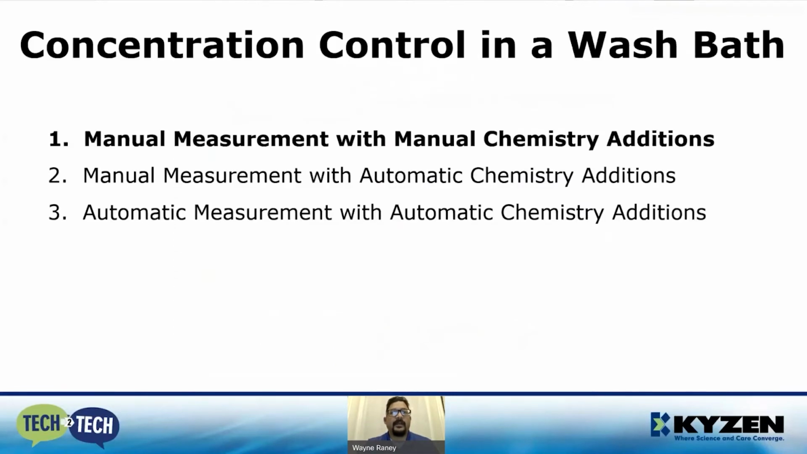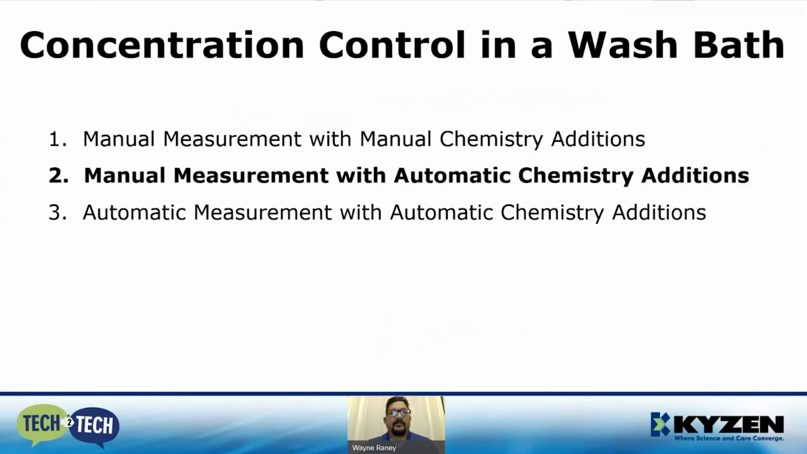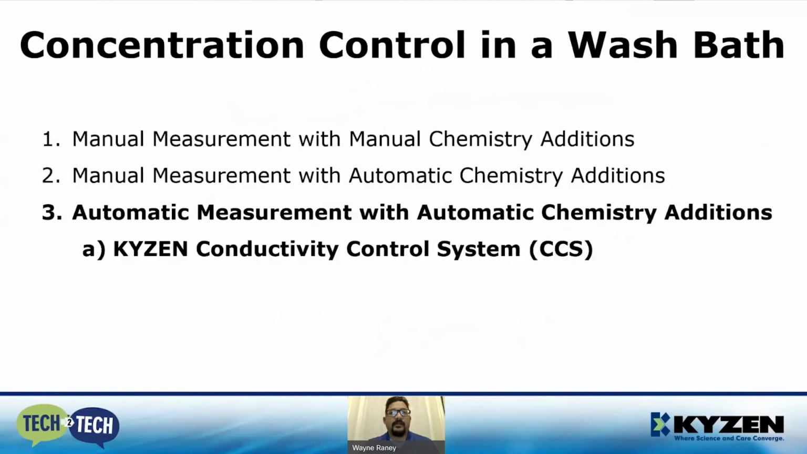So far, we've covered manual measurement with manual chemistry additions, and we have touched a little bit on manual measurement with automatic chemistry additions. The most preferred method of concentration control in a wash bath is automating measurements with automatic chemistry additions. The main instrument that KYZEN uses for this is the conductivity control system, or CCS.